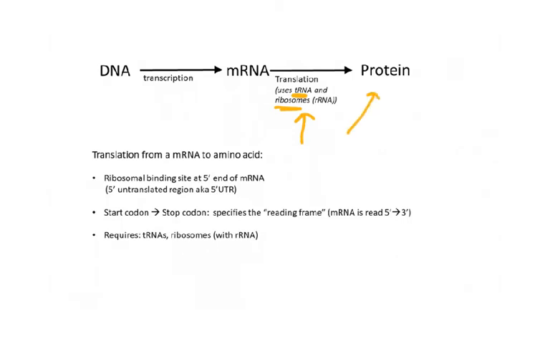So in this video, we talked about the ribosomal binding site at the 5' end of the mRNA. This is also called the 5' untranslated region, which we'll continue to see when we actually bring this mRNA to the ribosome. Then we talked about the reading frame. mRNA is always read from 5' to 3'. We see that 5' to 3' designation both for DNA synthesis and transcription, and we're seeing it again for translation. And then we've talked about the tRNA. We just need to look at the ribosome now.